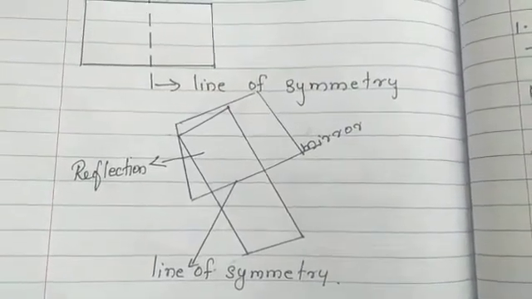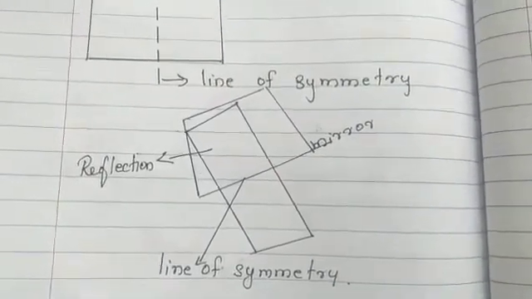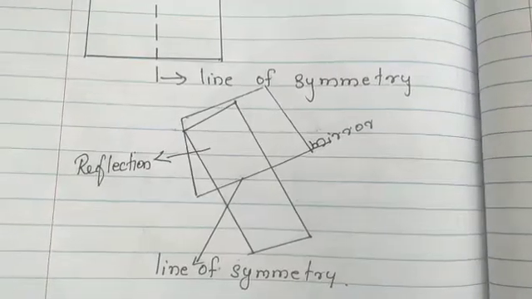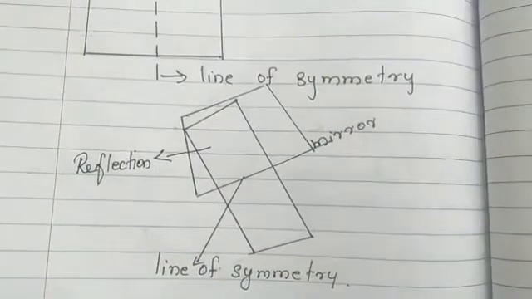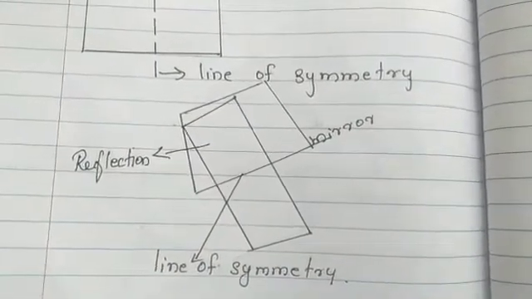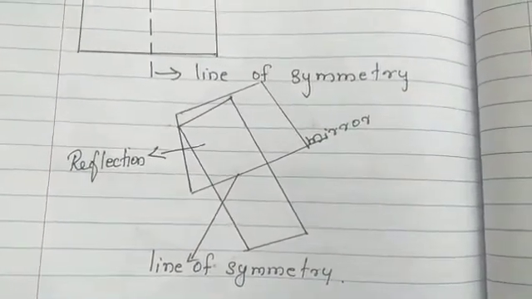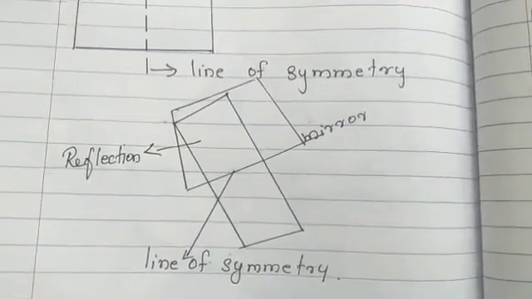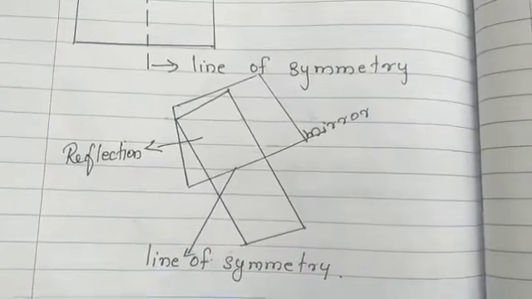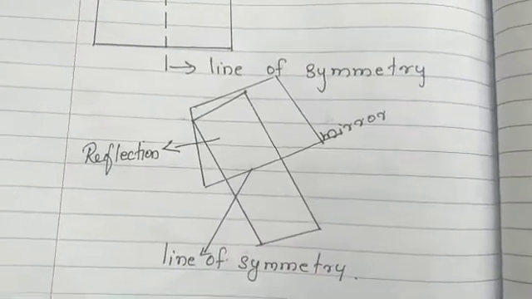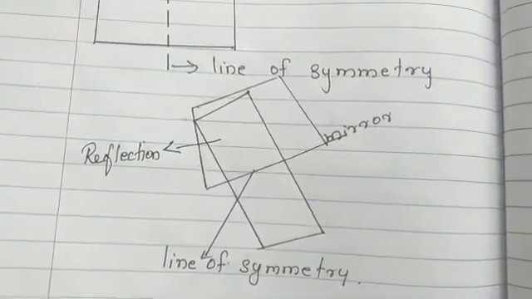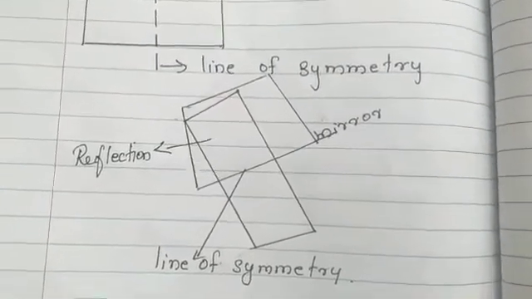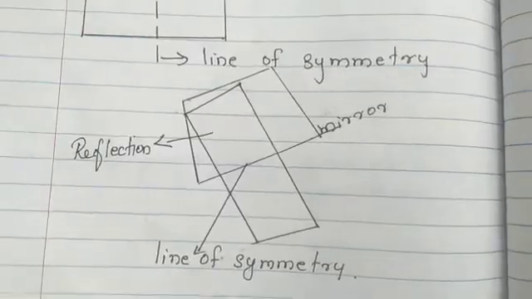Understood? Therefore, these symmetric shapes are known as mirror symmetrical objects or reflection symmetrical objects. Okay. So, here this symmetry is known as mirror symmetry or reflection symmetry. Why? The reflection will be the image of the other half. Okay. One more example we can do.